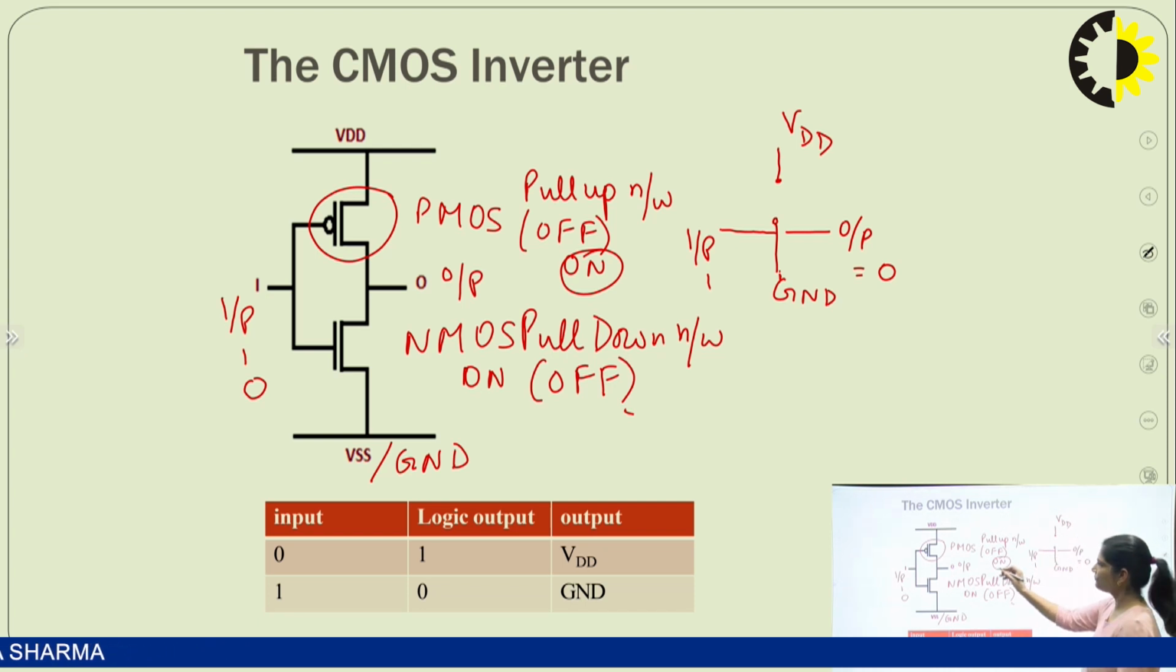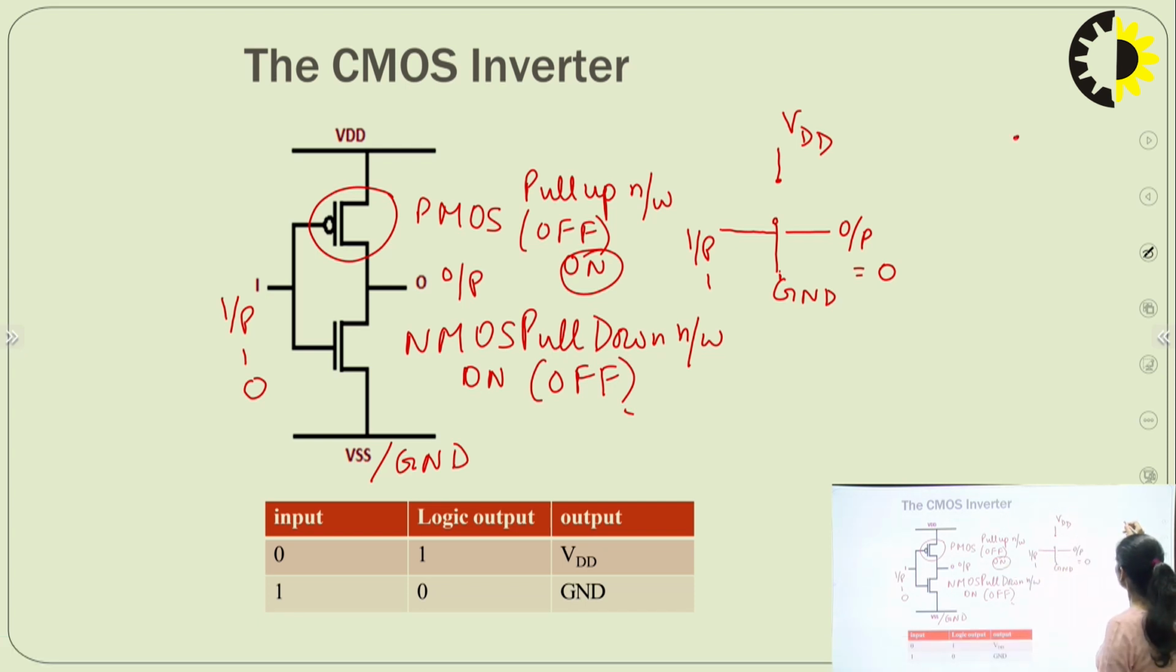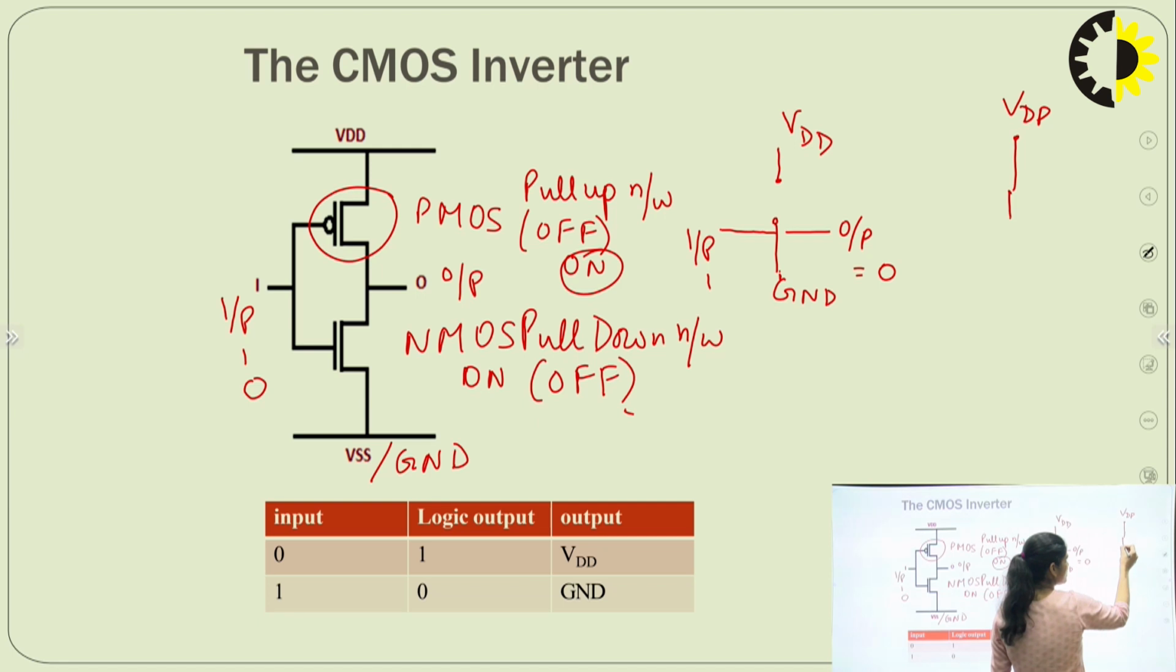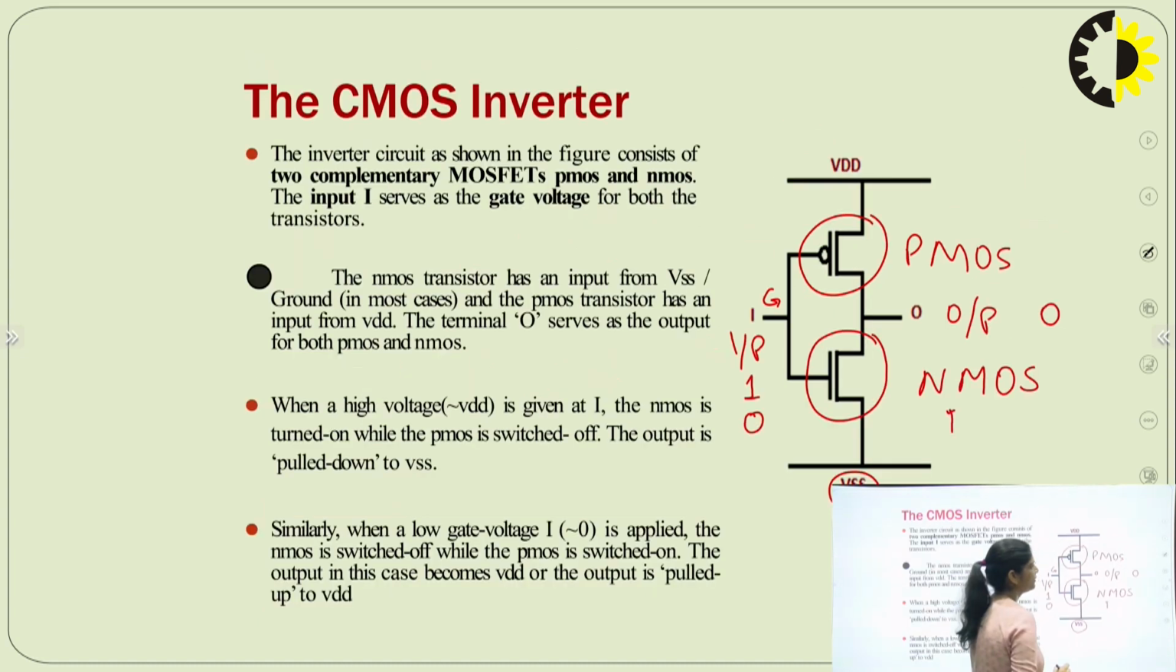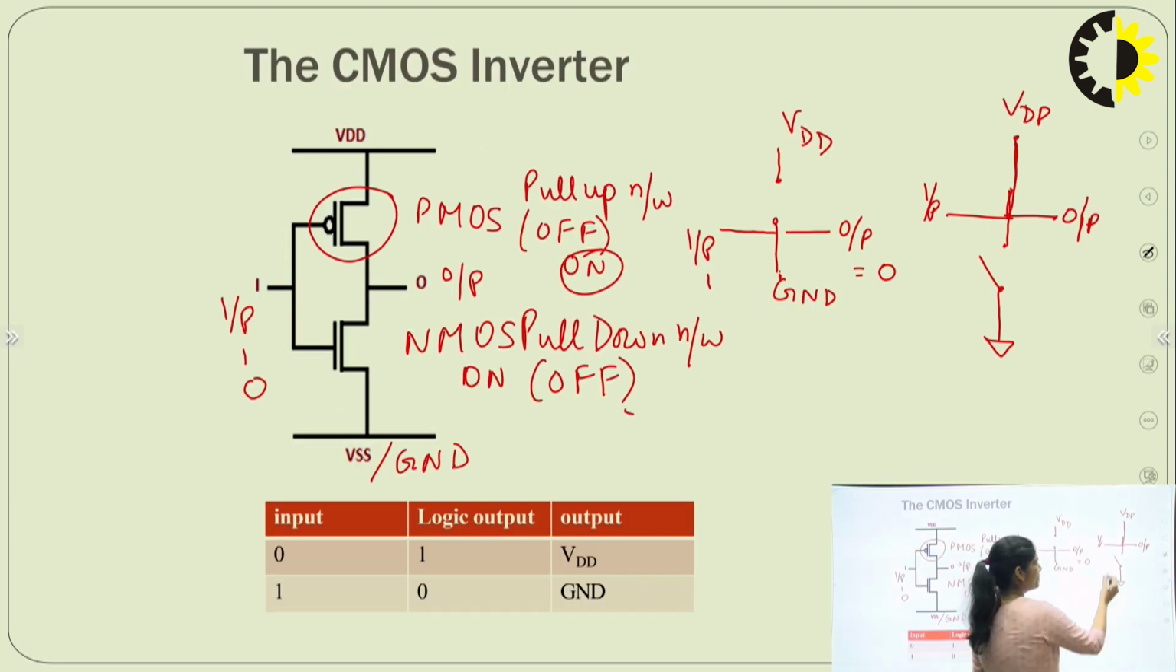Now if PMOS is on, this is VDD. This is your PMOS, connected to output. From here, you are giving input. And NMOS is open circuit, it means this is open circuit and connected to ground. It means output is not connected to ground. Output is connected to VDD if your PMOS is on and NMOS is off. So output is connected to VDD means logic 1. It means output is 1 when you are giving input 0.